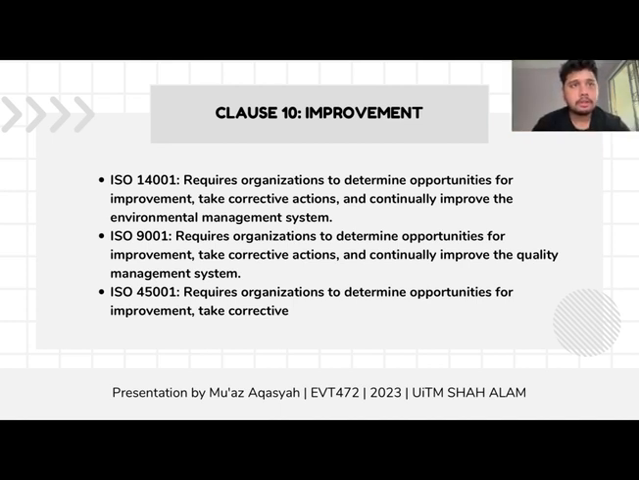Finally, for clause 10, which is improvement, ISO 14001, ISO 9001, and ISO 45001 emphasize the importance of continual improvement through corrective action, management reviews, and learning from experiences.